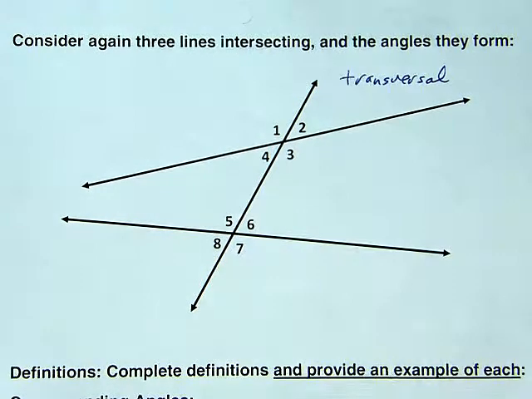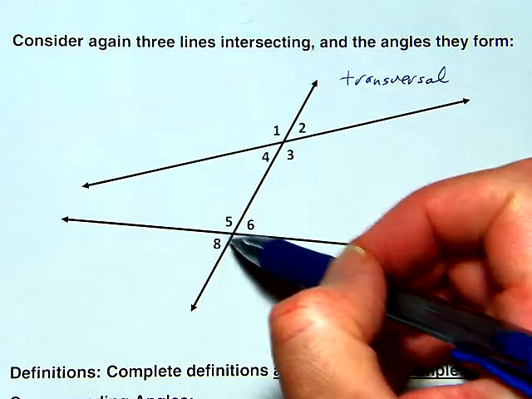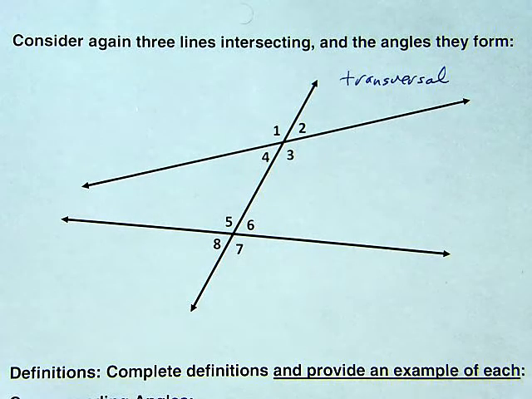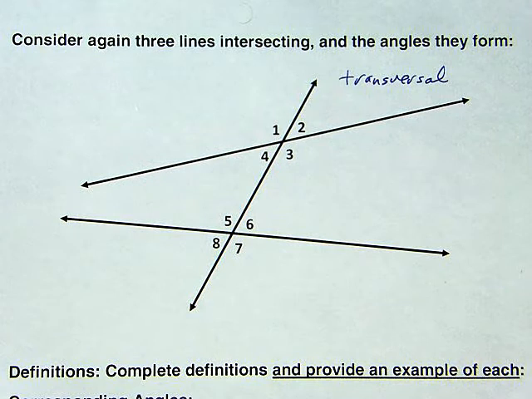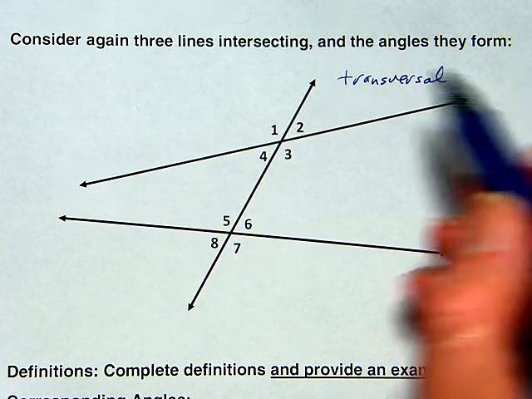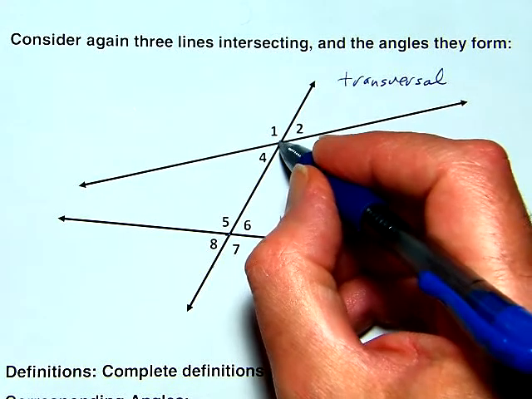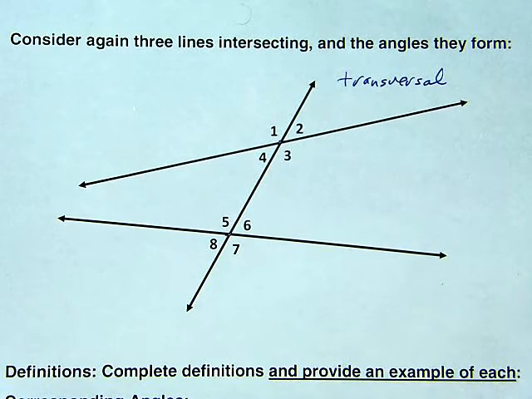intersects these other two lines, and the angles that are created as this transversal intersects another two lines in the same plane. So a transversal basically is a line that intersects two other lines in the same plane in exactly two distinct points. So there's one point here, this one point here.